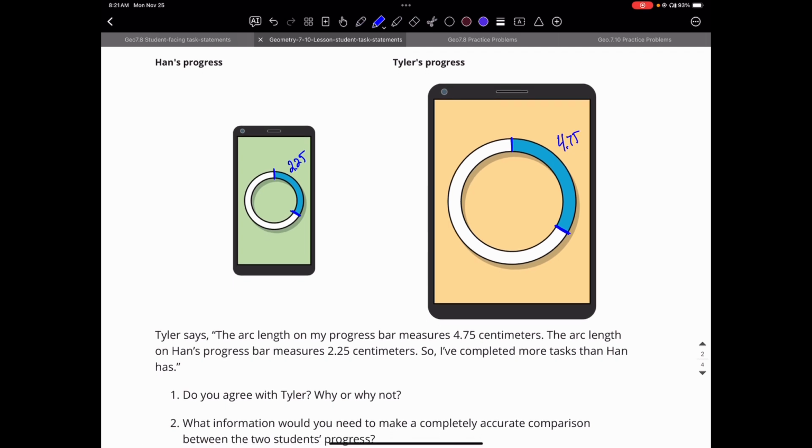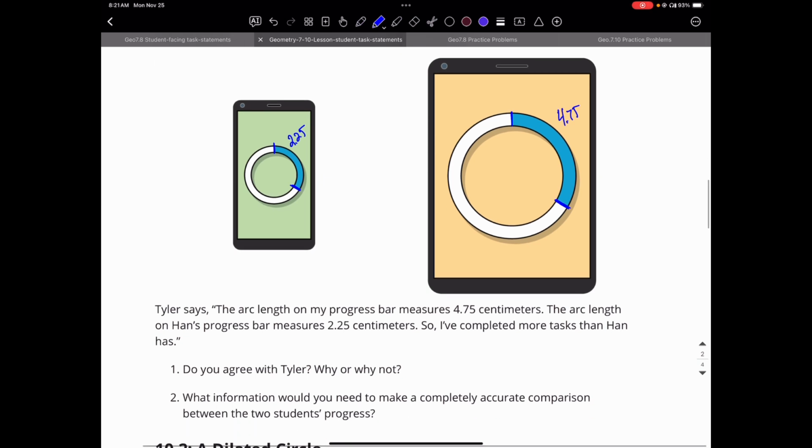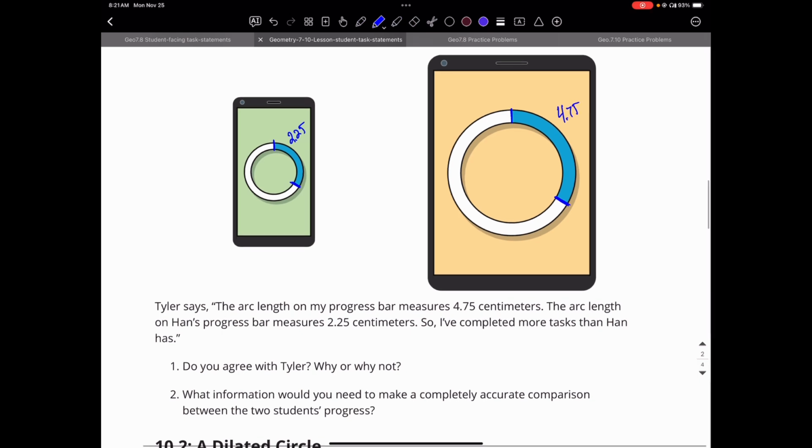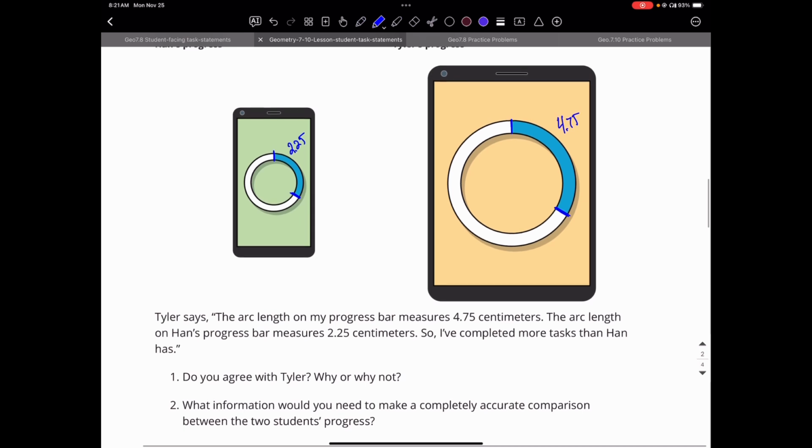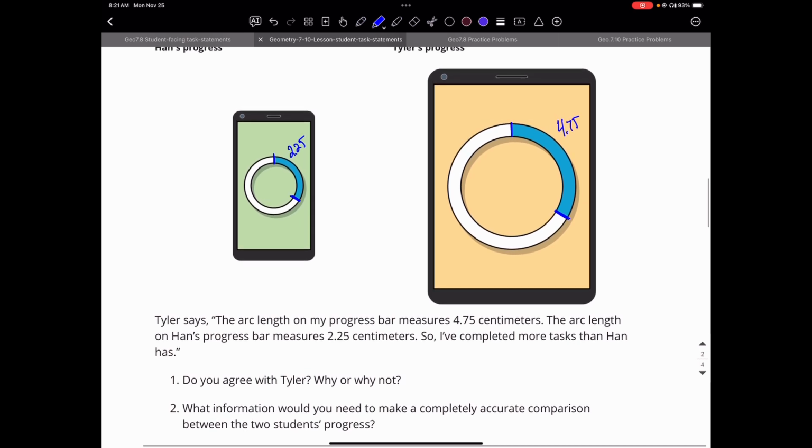Tyler's arc length on the amount he's completed is only longer because his circle is bigger. It's a zoomed in view, or a larger scale version, right? So I do not agree with Tyler. Neither should you. What information would you need to make a complete accurate comparison between the two students' progress?